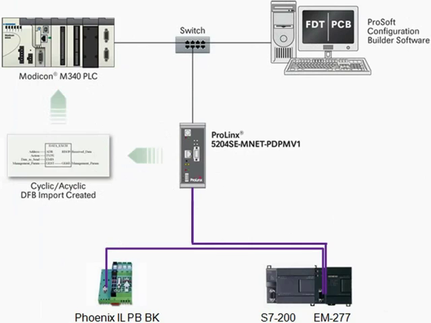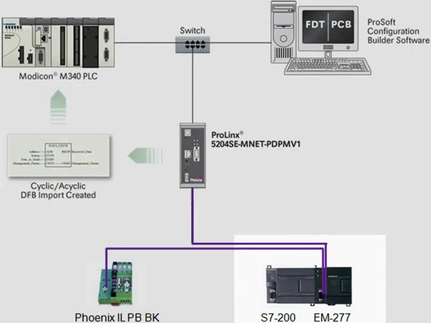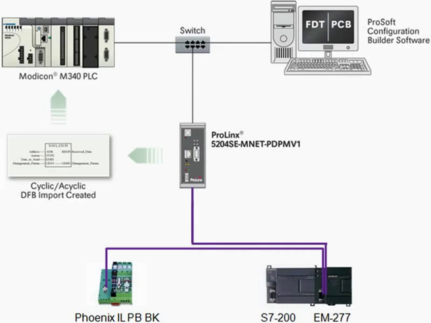Specifically during this training session, we'll have a PC running the ProSoft Configuration Builder and Unity software. PCB will be used to modify the configuration of the ProLinx unit, and Unity will be used to modify the M340 CPU logic. I'll demonstrate successful communications of the M340 communicating to the PROFIBUS slave devices. These slave devices will be an EM277 slave adapter for the S7200 CPU and a Phoenix Contact IL-PB BK PROFIBUS slave I/O block.